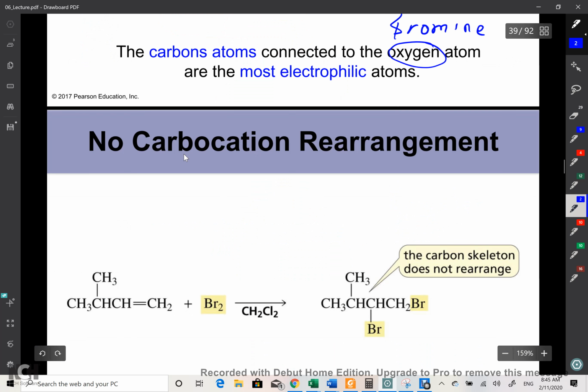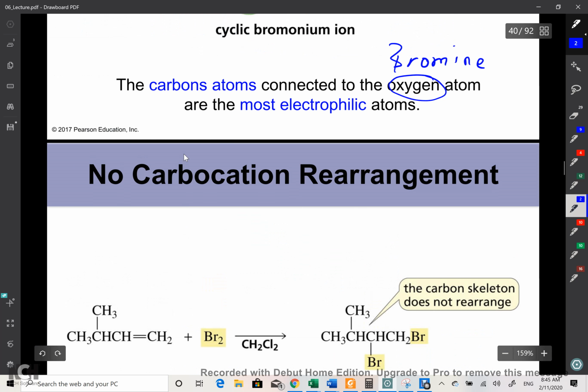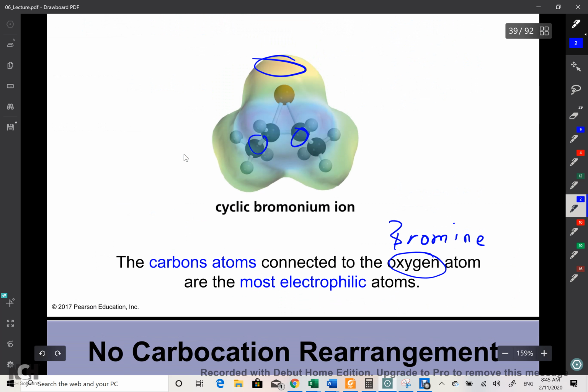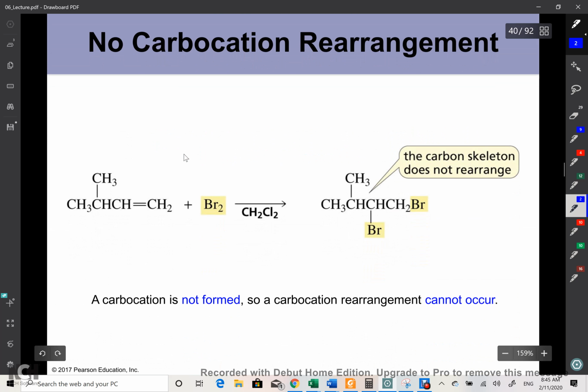But there are situations where the carbon atoms are not the same, and we'll look at that in the future, which carbon will be attacked. Another thing, there's no carbocation rearrangement here because you are not forming a carbocation. If you are not forming a carbocation, then there is no rearrangement. Our intermediate is a bromonium ion, so no rearrangement. Same thing as hydroboration: no rearrangement because we don't form any carbocation.